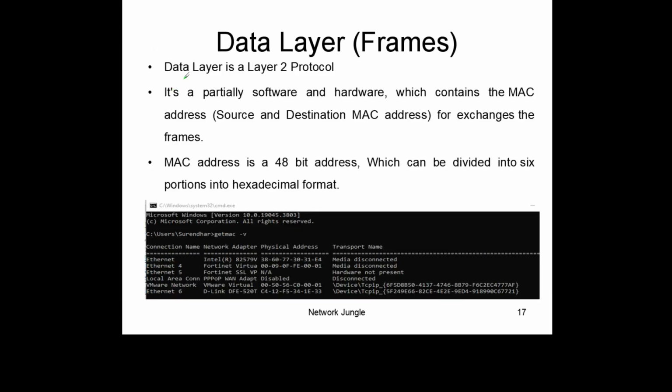Next, the data link layer. Here it is called a frame. It is the layer 2 protocol. It is partially software and hardware, which contains the MAC addresses, source MAC address and destination MAC address, for exchanging the frames. It is a 48-bit address, already told in the previous video, which can be divided into 6 portions in hexadecimal format. Here are some examples of the physical address. The first 3 portions are related to the OUI, that is the organization unique identifier, and the last 3 are related to the sequence number.